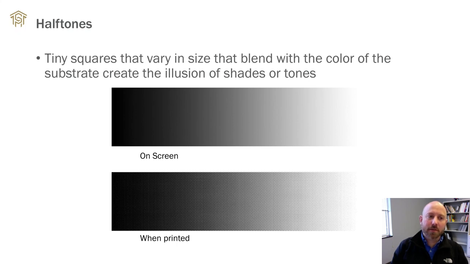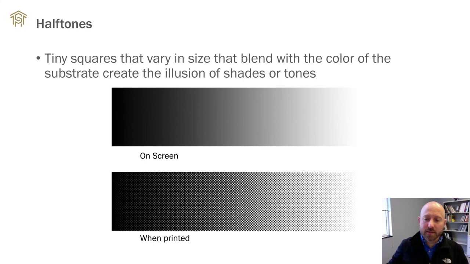All right. So a halftone, it's not raster, it's not vector, it could be either. But what you really need to understand about what a halftone is, it's how tones are reproduced in the print process. So essentially, halftones are, oh, there's a little typo. It says tiny squares. It's actually not squares. It's actually usually circles, tiny circles or dots that vary in size, that blend with the color of the substrate to create the illusion of shades and tones.